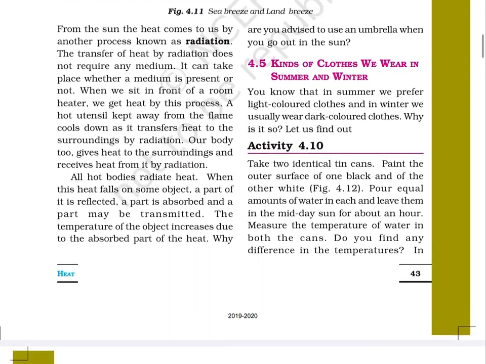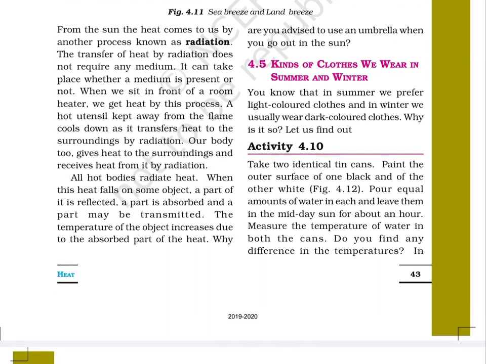4.5. Kinds of clothes we wear in summer and winter. You know that in summer we prefer light colored clothes and in winter we usually wear dark colored clothes. Why is it so? Let us find out.